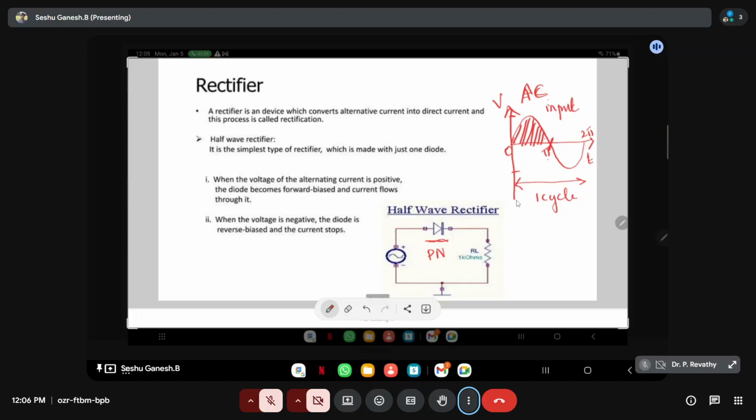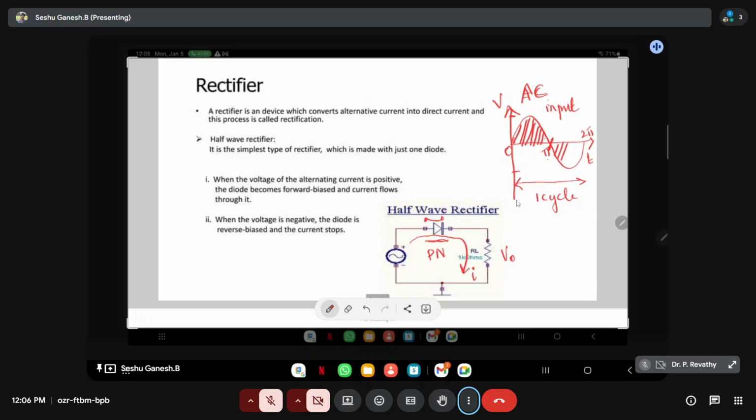this diode starts to conduct. It starts to work as a short circuit, and it will allow the current to pass through. It will allow the current to pass through the circuit. Okay, there will be an output voltage generated in the output. Okay, so what happens at the negative half of the cycle?